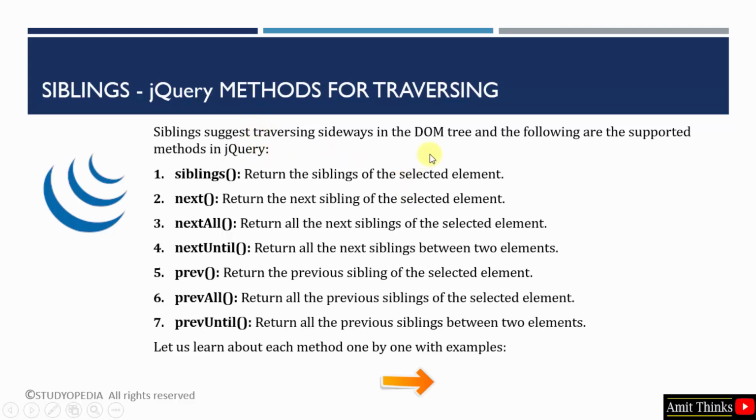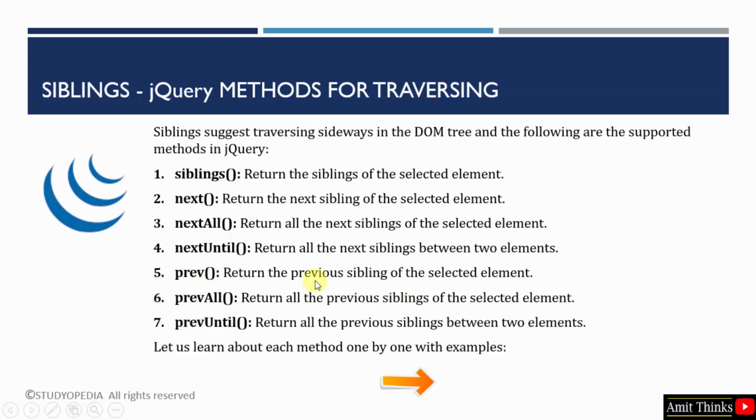I told you before, these 7 methods are provided. The siblings method will allow you to return the siblings of the selected element. Next will allow returning the next sibling. nextAll will return all the next siblings. nextUntil will return all the next siblings between two elements. And the opposite of 2, 3 and 4 are 5, 6 and 7.